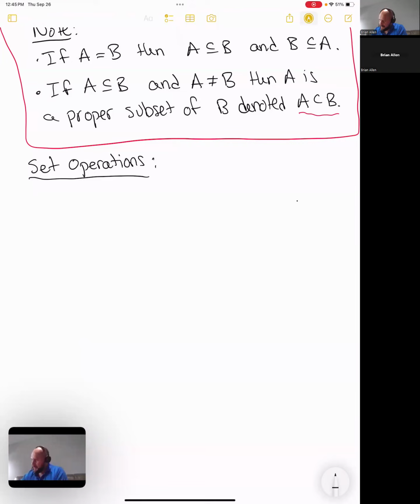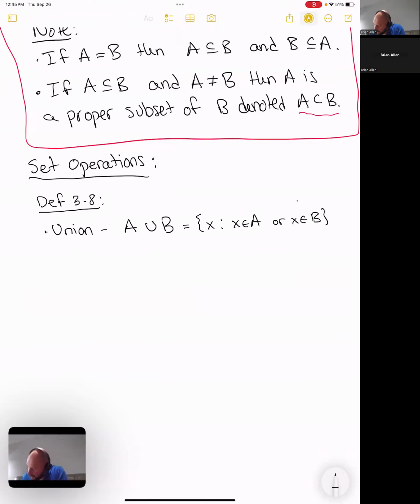Okay, so this is a definition, and there's several set operations. So first of all, we want to look at union. And so that's denoted A ∪ B, though it's not really a U in the same sense, but that's the set of all x so that x is in A or x is in B. So you don't have to be in both, just one or the other is fine.